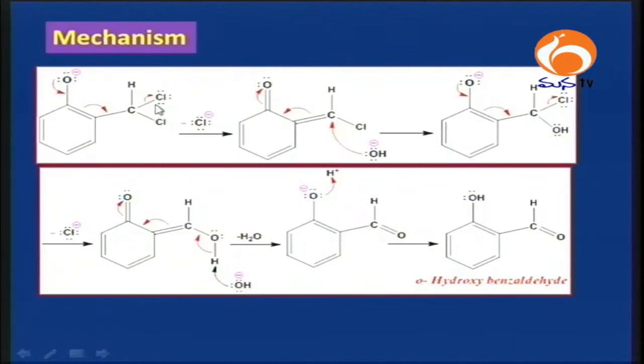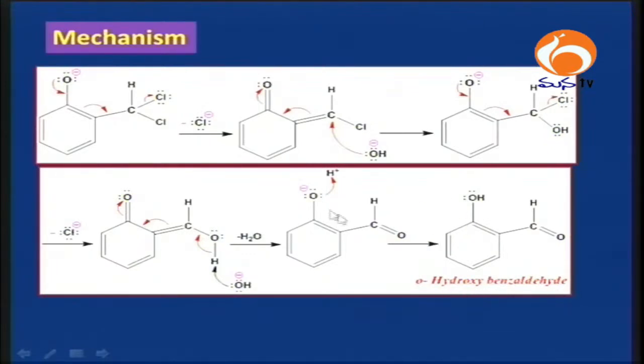Once dichlorocarbene attacks the phenoxide ion at the ortho position, we will obtain this particular species, this particular compound, and after retention of aromaticity, again this Cl minus will be removed. Then the OH minus ion will attack this particular carbon. Then again the electrons from the O minus will move to the aromatic system, and again another Cl minus will be removed. Like this, after several steps, we will obtain this particular ortho-hydroxybenzaldehyde.